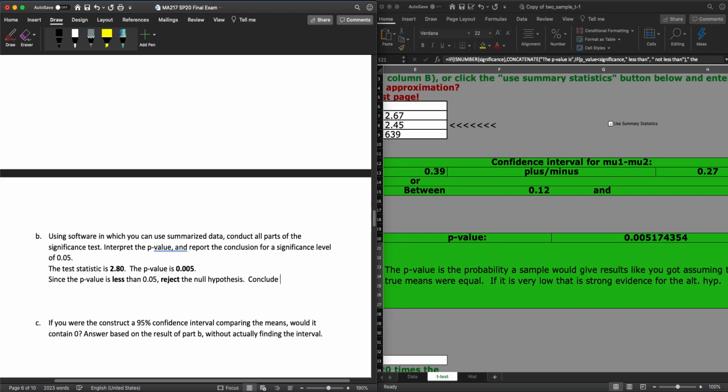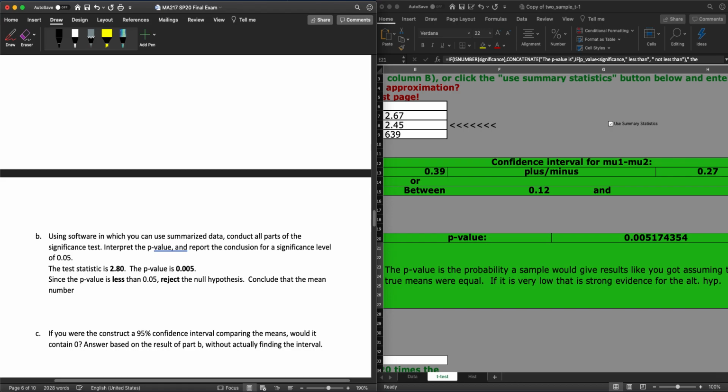Conclude that the mean number of hours a day females watched TV is different from the mean number of hours a day males watched TV.